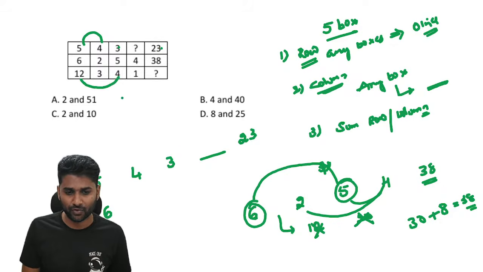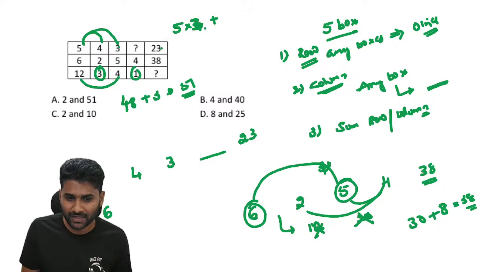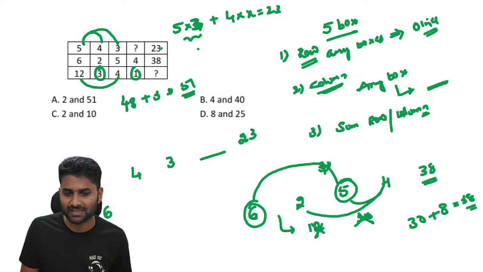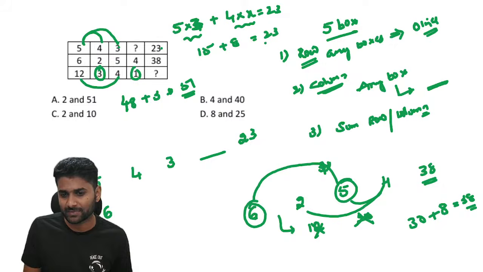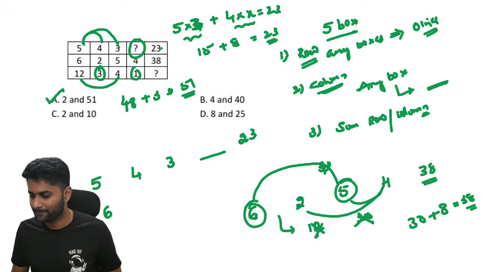So 12 into 4 is 48. 3 into 1 is 3. Let's check, is 51 available? Yes, 51 is available. In the same way, let's multiply that. Sorry, not 5 into 4, 5 into 3, and 4 into x is equal to 23. You know that 5 into 3 is 15. So we require the value 8, then only that resultant becomes 23. That's why here the missing number is 2 and the last row missing number is 51.